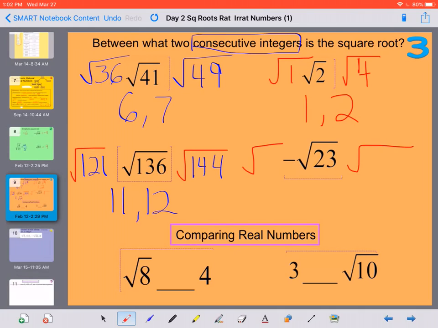Okay, what comes before 23? Well, that's 16. After 23 is 25. So the square root of 16 is 4. Square root of 25 is 5. But remember, we have this negative outside, so we just have to add that to our 4 and our 5. So it's between -4 and -5.